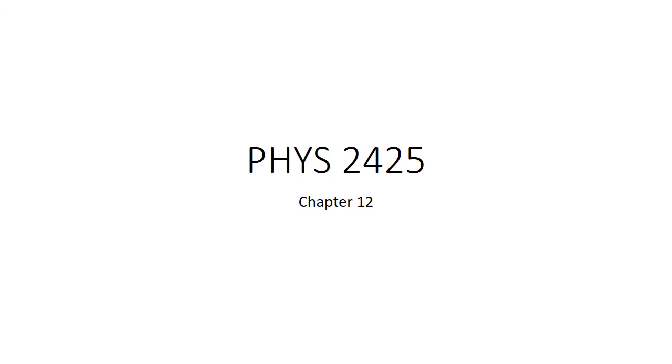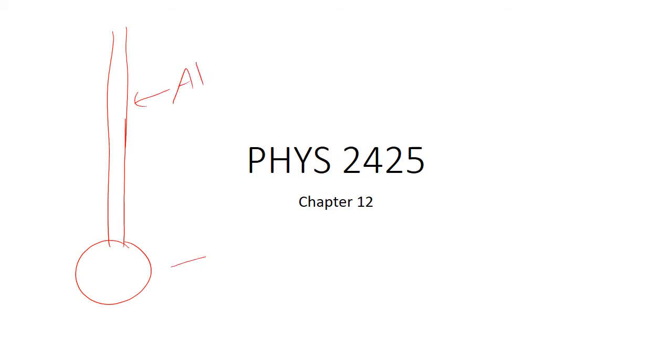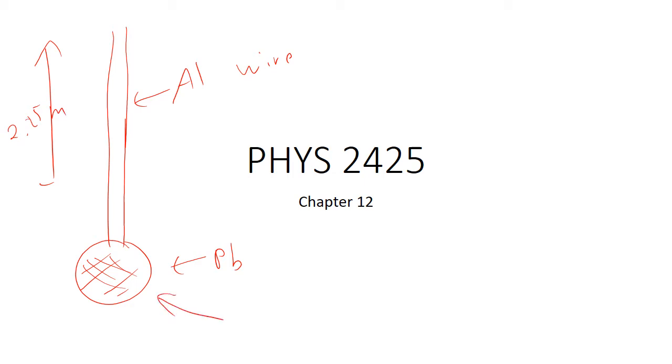So let's consider what would happen if you were to hang a heavy object on the end of an aluminum wire. Let's say this is aluminum and this is lead, and you have a lead sphere hanging on the end of an aluminum wire. Let's say the aluminum wire has a length of 2.25 meters. Let's say that the lead sphere has a radius of 8.25 centimeters.